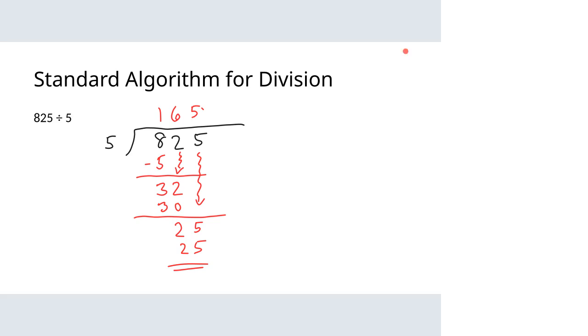I think it's why it's important when we have kids do this, that they put these numbers in the appropriate place values instead of just kind of putting them willy-nilly up there. Any questions about the standard algorithm for division? Okay, very good.